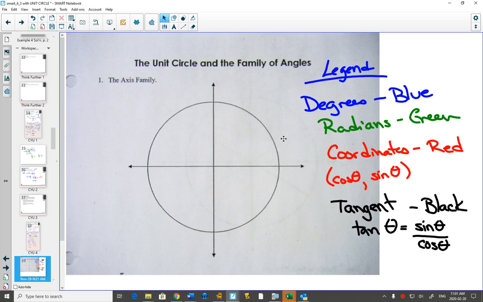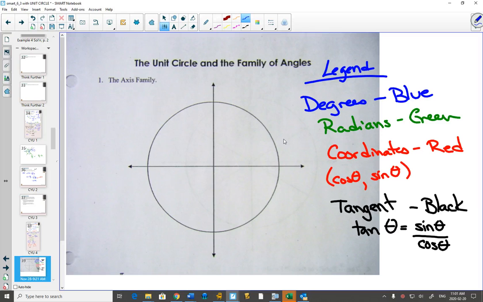So what we're going to do is we're going to slowly develop everything on the unit circle. We're going to use some of our big ideas, like for the coordinates. We know coordinates on the unit circle are cos theta comma sine theta. That was one of our big ideas. Another big idea is we know that tangent is sine divided by cos. So we're going to start with degrees because that's what you're most familiar with.